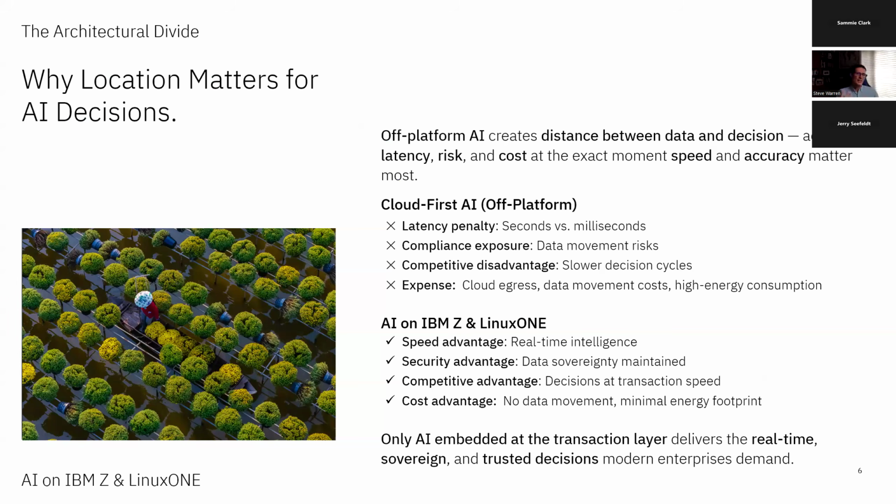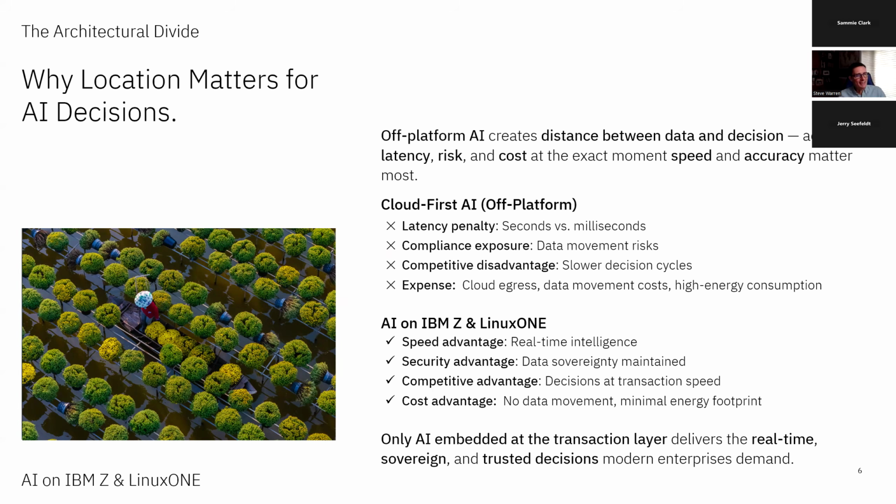A lot of folks have what, for lack of a better choice of words, I'll call a cloud first mentality, where everything should go to a public cloud as the first solution. Well, if my business logic and my data are on the Z platform, and I go off platform for AI and then come back, the speed of light, last time I checked, hasn't improved on 186,000 miles per second, right? There is going to be some amount of latency.